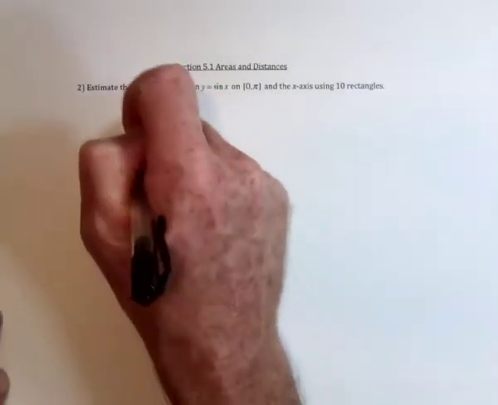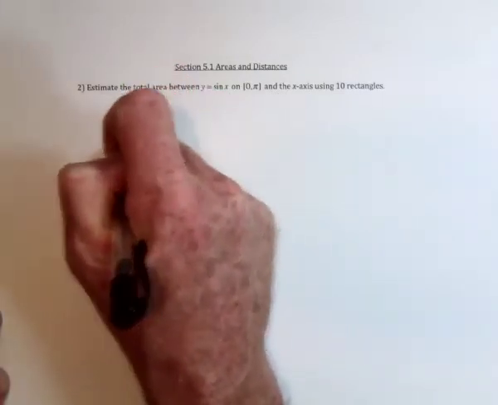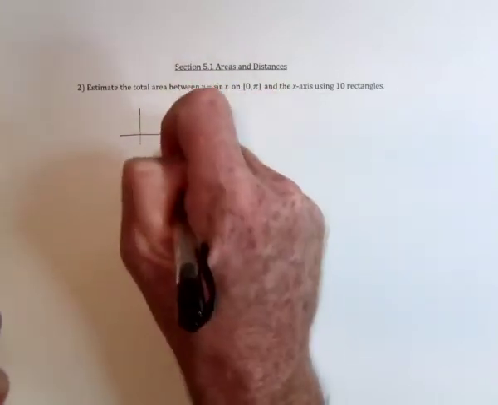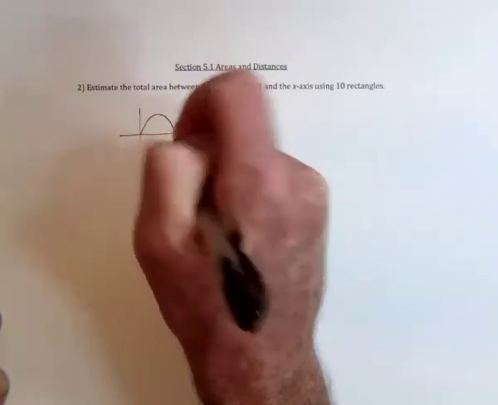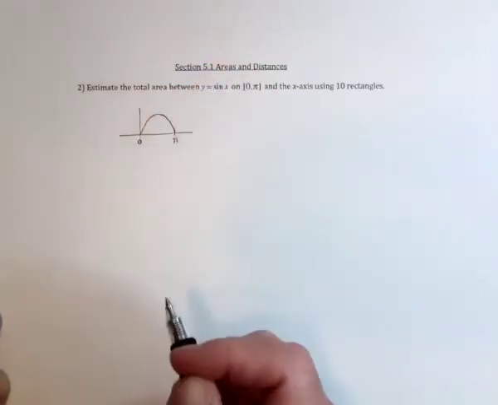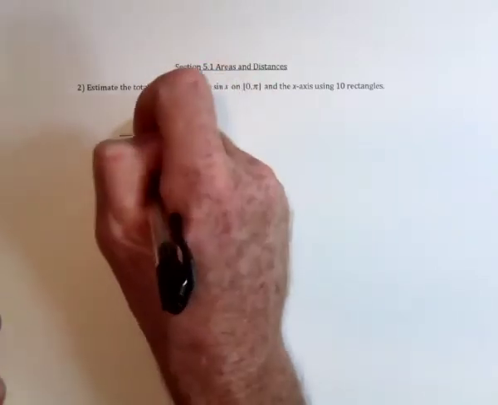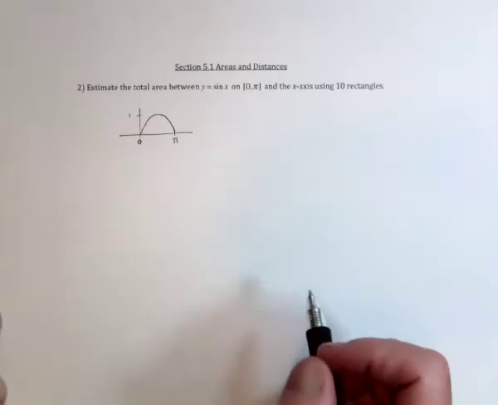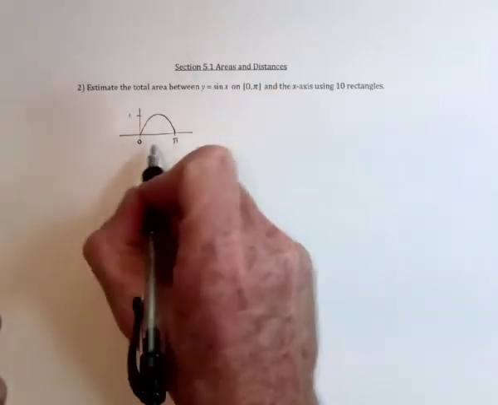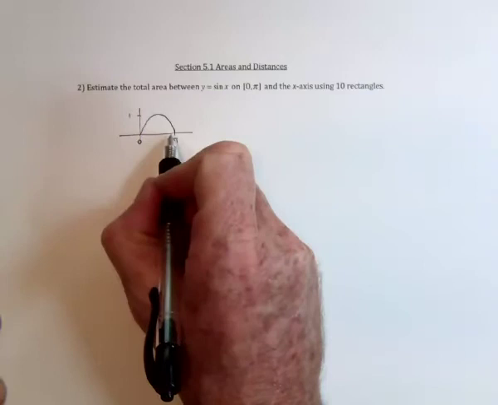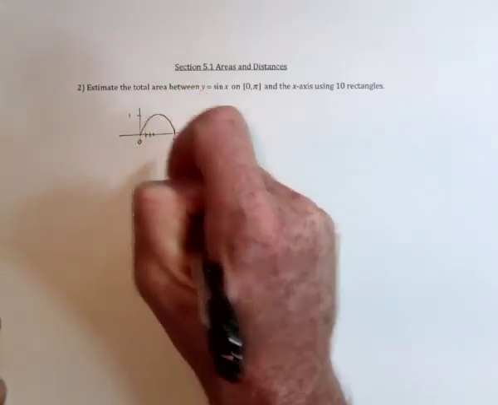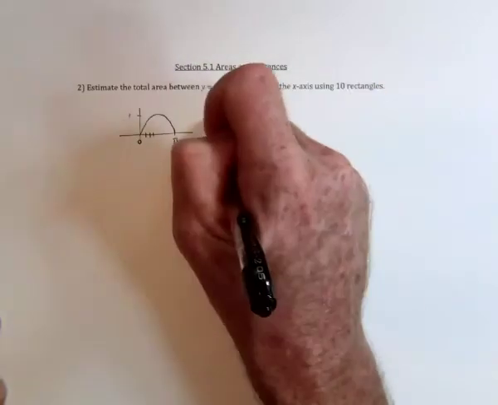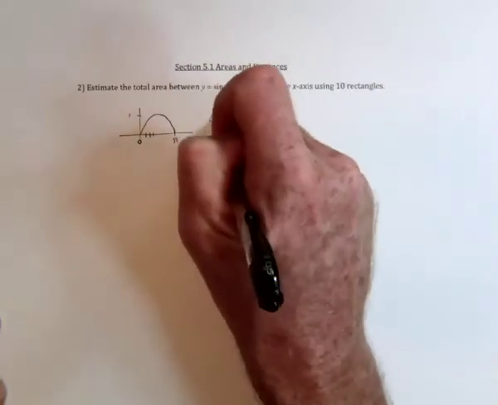So now we've got from 0 to pi, the sine function that looks like this, and we're supposed to estimate the area using 10 rectangles. So the first thing to do is take this interval from 0 to pi and divide it into 10 pieces, and then, what's the width of each one?